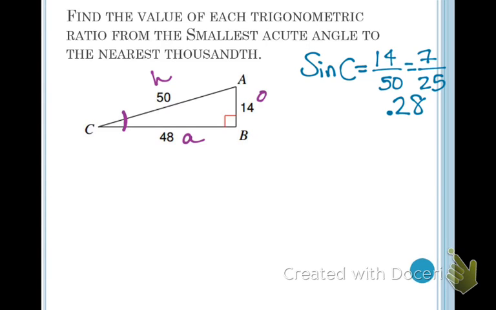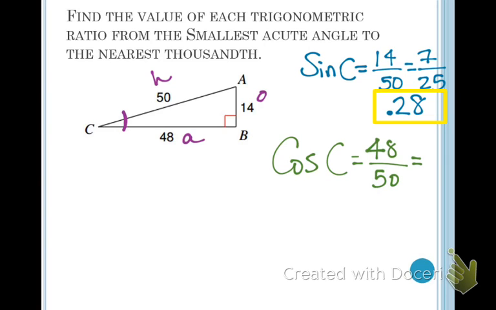0.28. This one says decimal form to the nearest thousandth. How many decimal places is 1,000? 3. All right, then we move to cosine. Cosine from angle C. Cosine is adjacent over hypotenuse. So what's my adjacent? 48. My hypotenuse is still 50. What is this reduced to? 24 over 25. And then what is this in decimal form? 0.96.